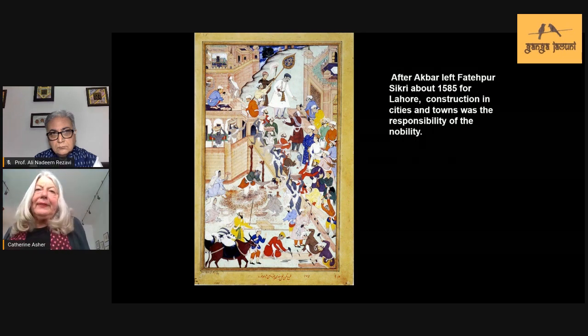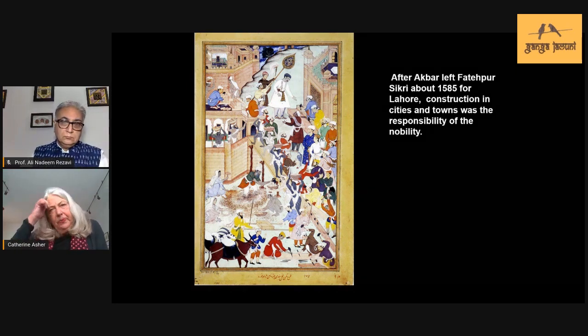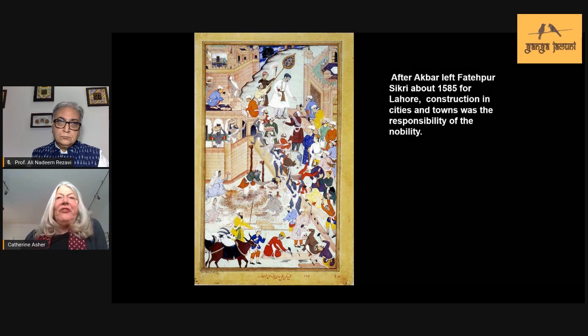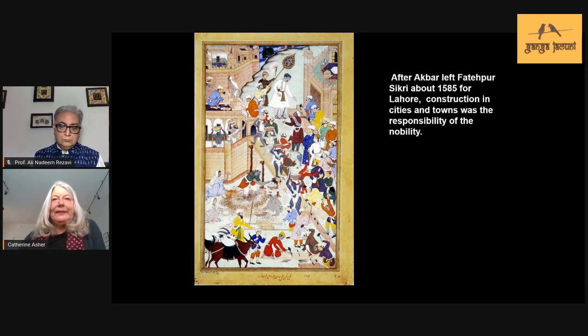While Akbar never does this officially, well, he never actually has an order that says that the nobles should be responsible for construction, his successor, Jahangir, in the second of his 12 regnal orders when he ascends the throne, basically officially says that it is the obligation of the nobles to build in the hinterlands and to make sure that there is sort of civilization that's expanded throughout the land.